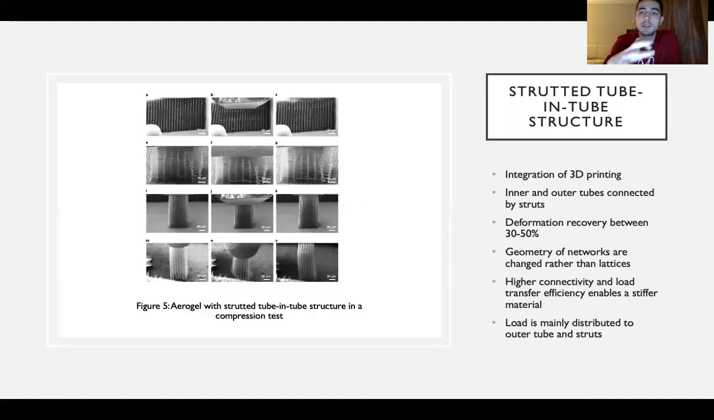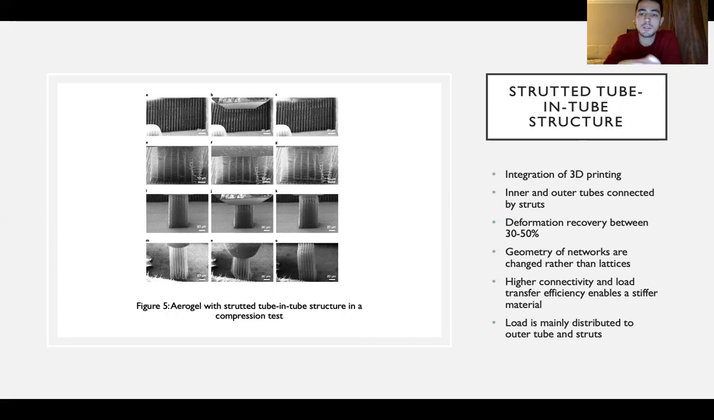Last but not least, the 3D tube-in-tube structure enables the material to have really high stiffness values and deformation recovery between 30 and 50% recovery proportions. This geometry can be defined as an inner tube connected by struts to another tube, and by integration of 3D printing into material science, this geometry can be produced easily.